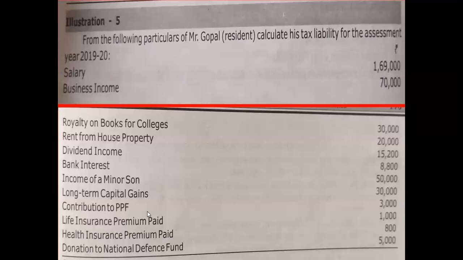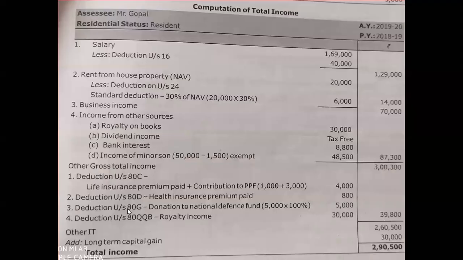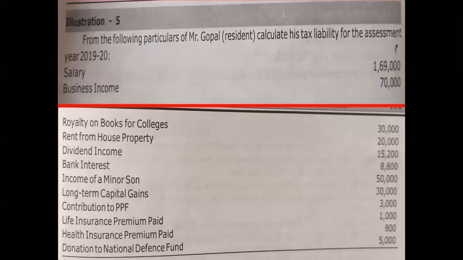So it's an expenditure, so it can be claimed as deductions under section 80C. Next, the life insurance premium paid, again it's an expenditure, so you can claim the deductions under section 80C. Health insurance premium paid, so this can be claimed under the section called 80D because he is paying the health insurance premium or medical insurance premium.